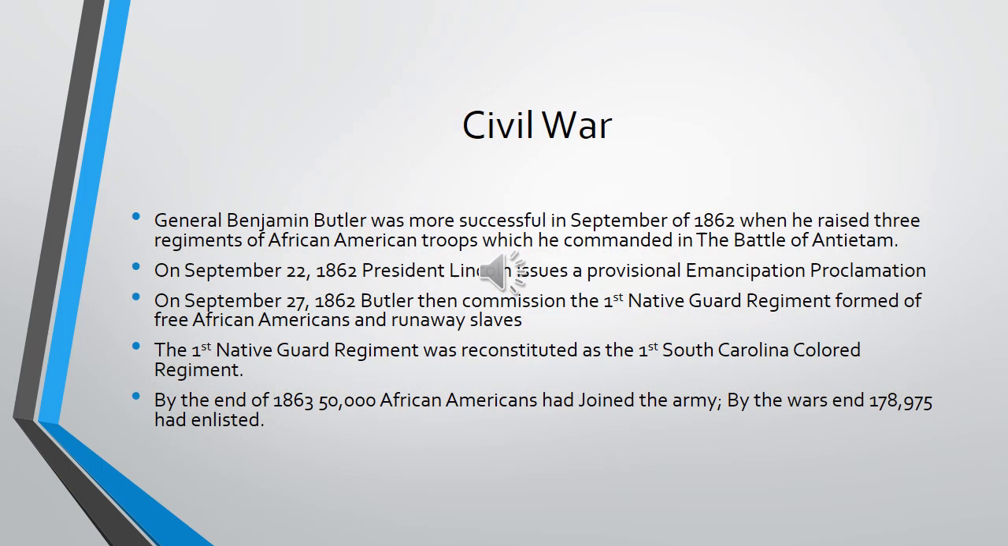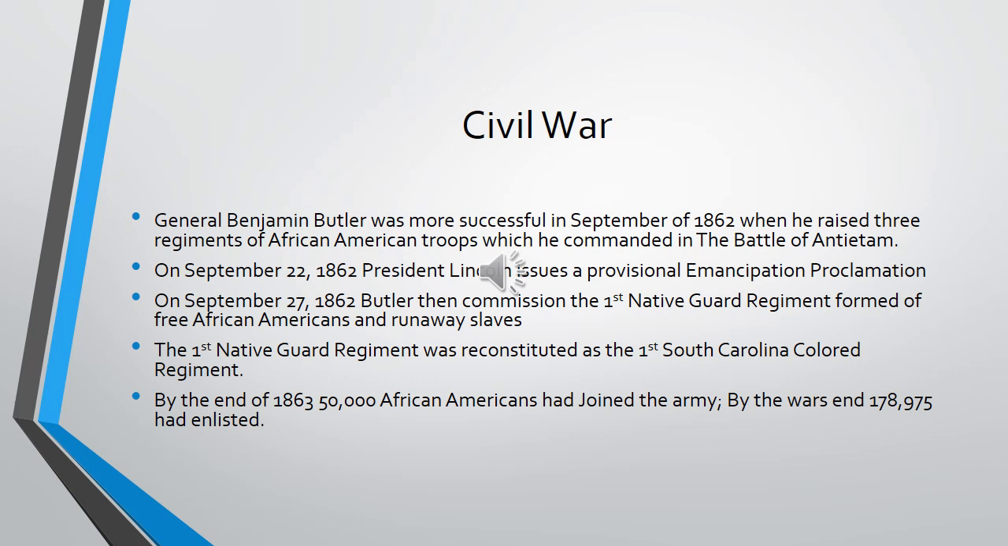General Benjamin Butler was more successful in September of 1862 when he raised three regiments of African American troops, which he commanded in the Battle of Antietam. On September 22, 1862, President Lincoln issued a provisional Emancipation Proclamation. On September 27, 1862, Butler then commissioned the 1st Native Guard Regiment, formed of free African Americans and runaway slaves.